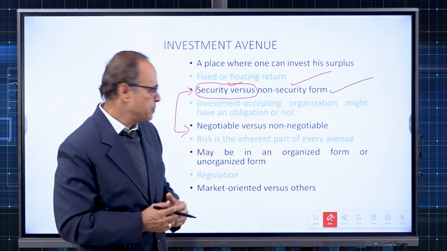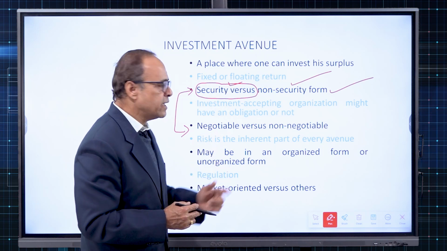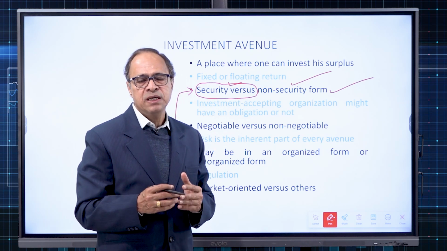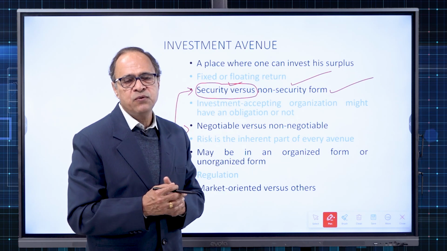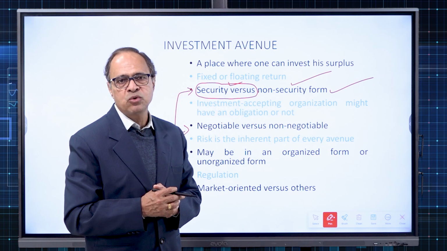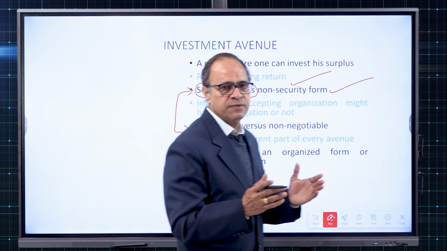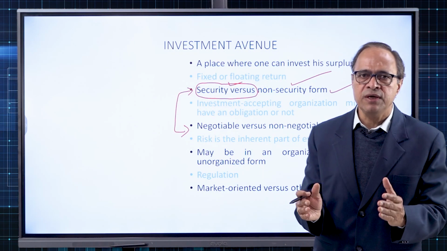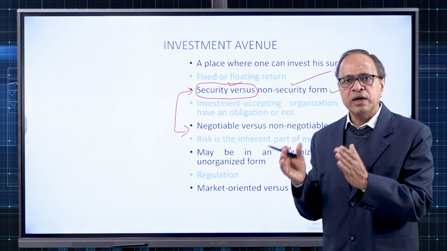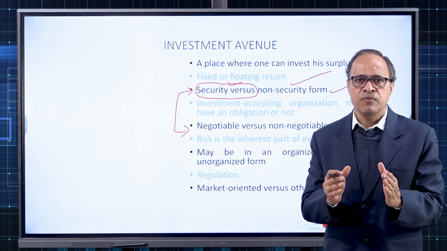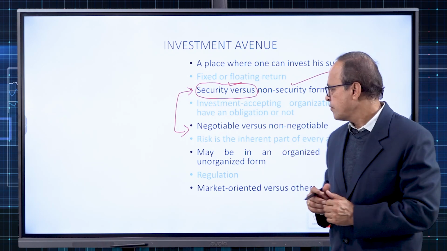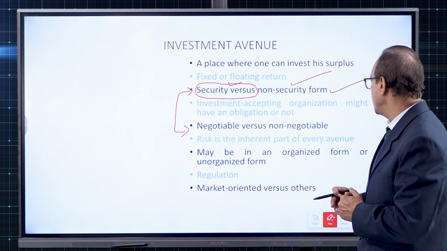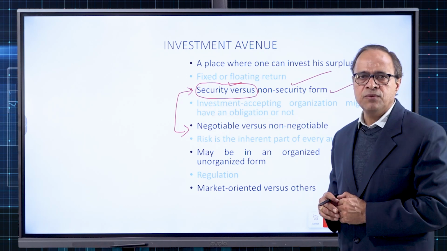We can narrate them. So risk is inherent part because every investment is for the future and the moment future element is there, risk is bound to be there. When I say risk, risk means probability of having adverse return or less return or a loss from your investment. Then maybe in an organized form or unorganized form.